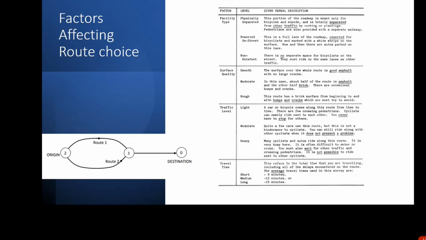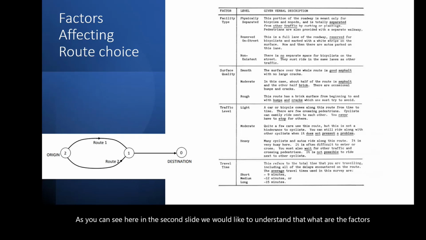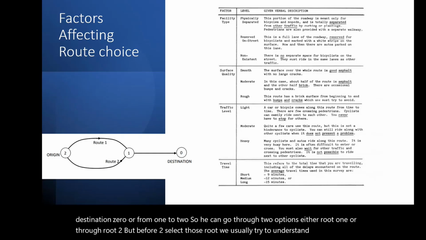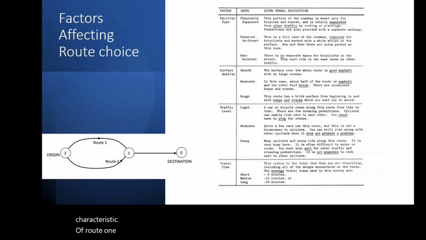As you can see here in the second slide, we would like to understand what factors affect our route choice. For example, the traveler would like to go from origin 2 to destination 0 or from 1 to 2. He can go through two options, either route 1 or route 2. But before selecting, we usually try to understand the different characteristics of route 1 and route 2.